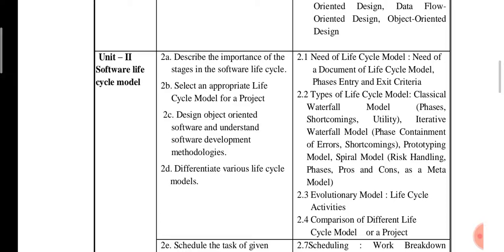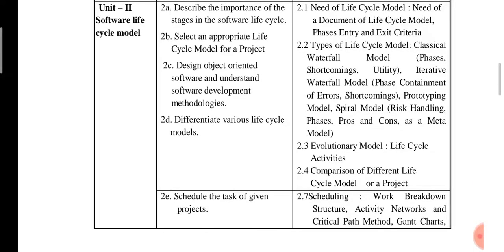So various life cycle models, like the classical waterfall model: phases, shortcomings, utilities; the iterative waterfall model, which is also considered as phase containment of errors, and its shortcomings; the prototyping model; the spiral model, risk handling phase, and so on. Then scheduling the tasks of given projects. It considers work breakdown structure, activity networks, critical path model, and Gantt charts.